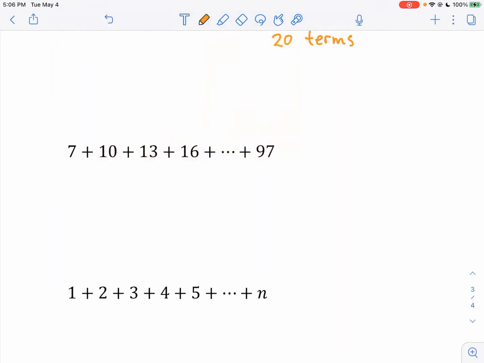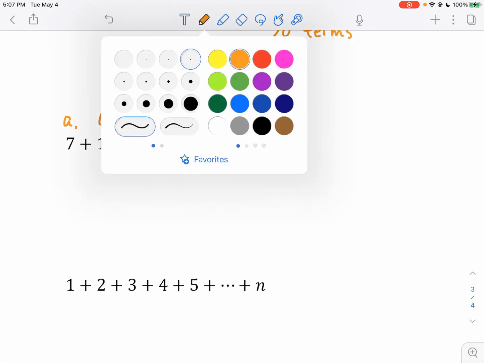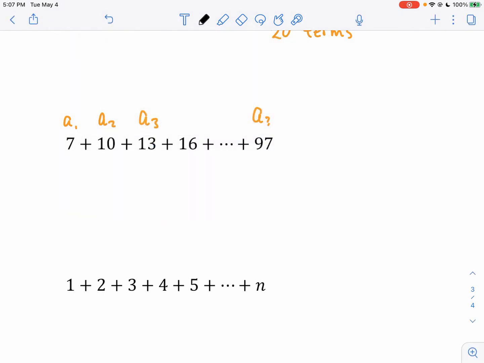So let's say that the first one is our a1, and then we have our a2 and our a3, etc., and this one is a question mark. That's what we're trying to figure out, how many terms there are here. Well, we know that the first term is 7, and the common difference is 3. 3 is what we're adding. So we know that a sub n in general will be the first term plus n minus 1 times the common difference of 3. So we have this general formula we can rely upon.